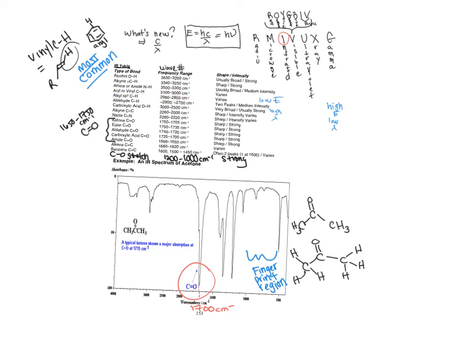So let's see if that matches. There's 3000, 2900, so just below. I should see a peak, and I do. So I'm going to circle those. It doesn't matter that it's weak.